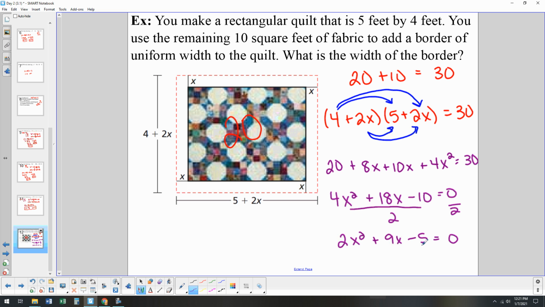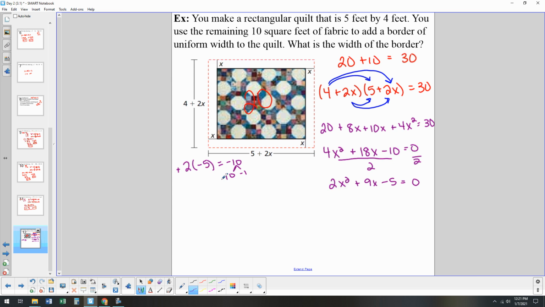And now this is a quadratic where a is bigger than 1, so 2 times negative 5 is where we're going to start to get negative 10. I'm looking at this, and 10 and negative 1 adds to positive 9. So we're going to get 2x squared plus 10x minus 1x minus 5. 2x can come out of the first set. Minus 1 can come out of the second set. And we're left with x plus 5 and 2x minus 1.